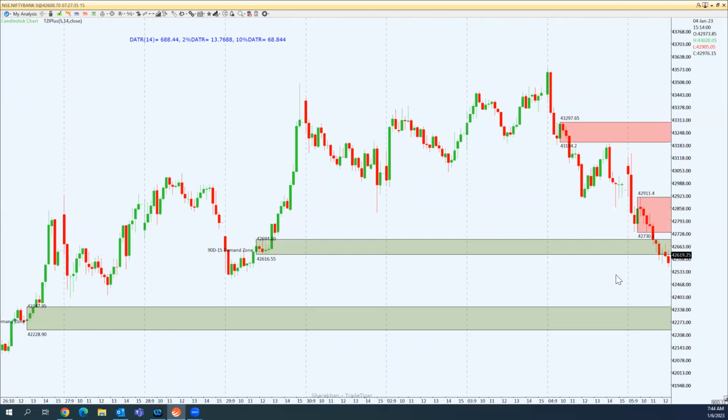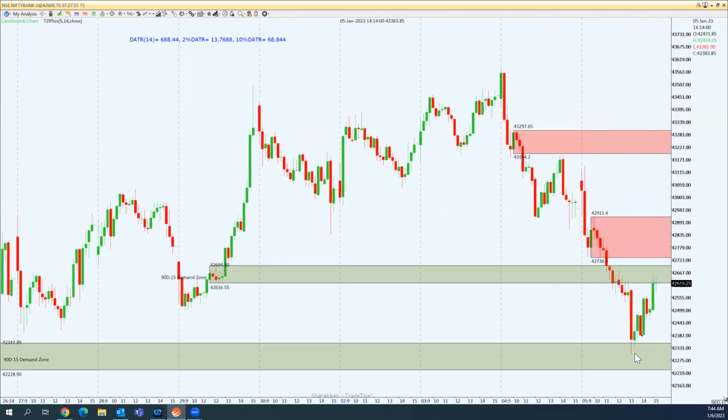And on the next, it came to the second demand area and see how well it went from this. If you look at the low of this candle, this is almost 42,300. And the high of this candle, 650, almost 300 points move. That too you got on expiry day after 2:30 somewhere, which means this is the best time for traders.